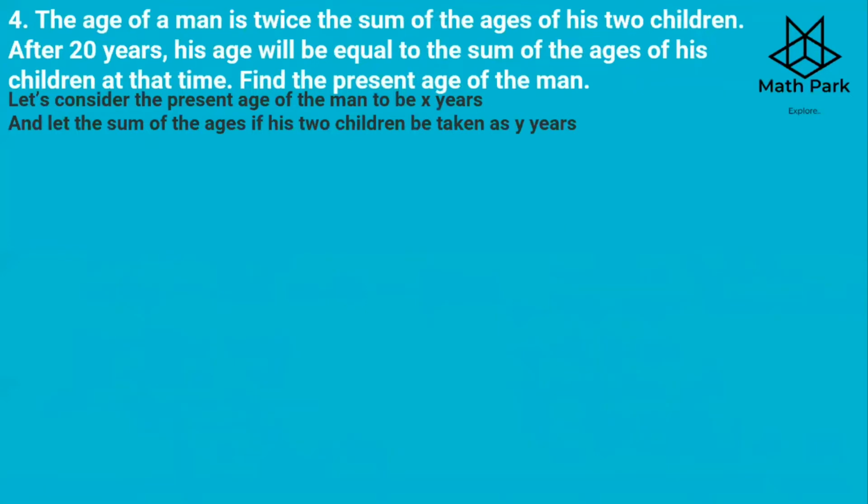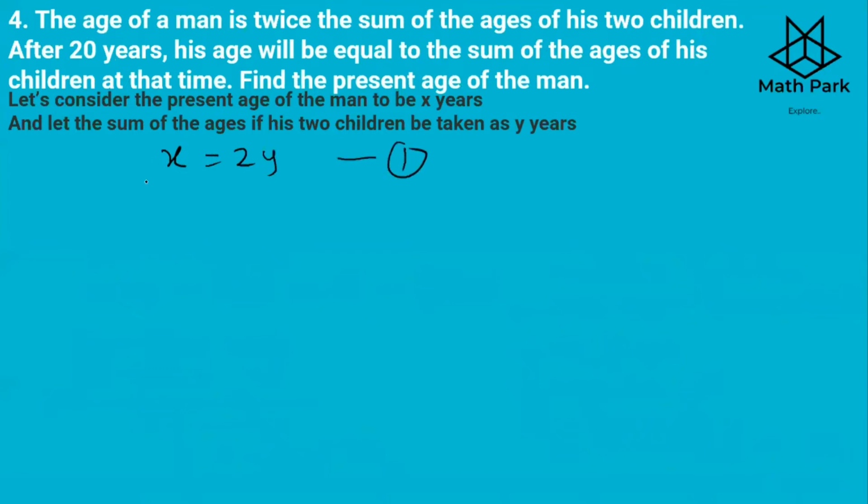So what is the condition given? The age of man is twice the sum of ages of his two children. That means age of man, which is x, is twice the sum of the ages of his children, which is y. So x is equal to 2y is our equation number 1. Okay, the first condition is done.